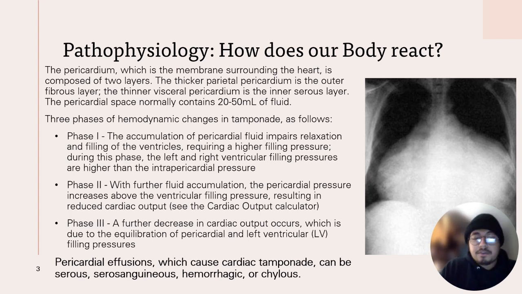Then you're into phase 3, which is the last phase, a further decrease in cardiac output due to the equilibration of pericardial and left ventricular filling pressure, and then that pressure just continues to rise. One thing to know is that pericardial effusions, which cause cardiac tamponades, can be serous, serosanguineous, hemorrhagic, or chylous.